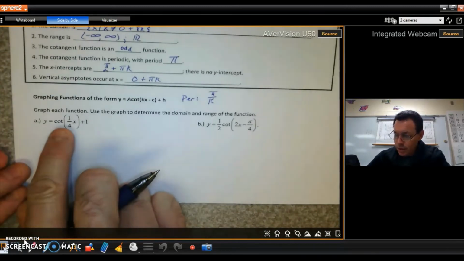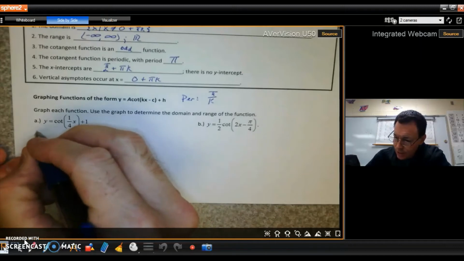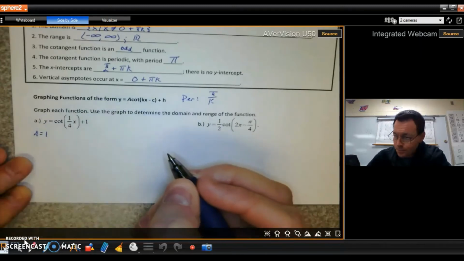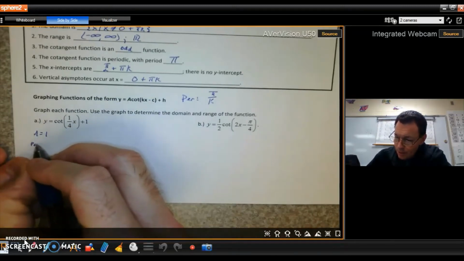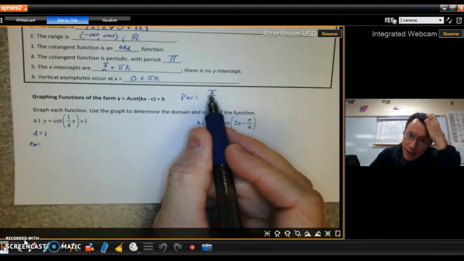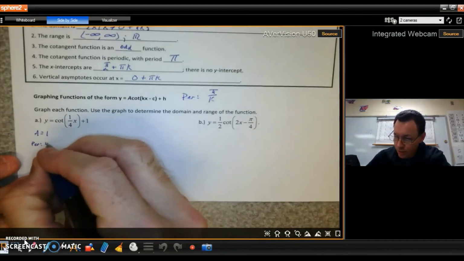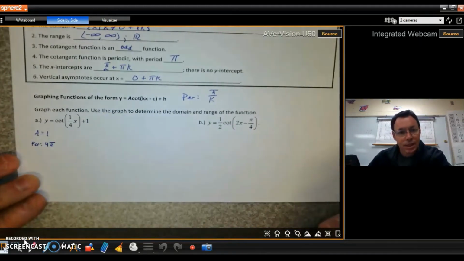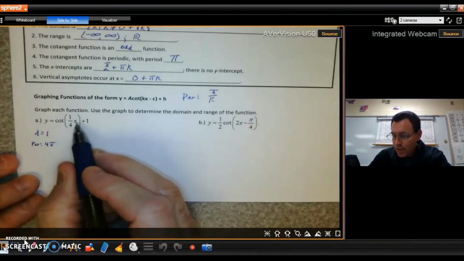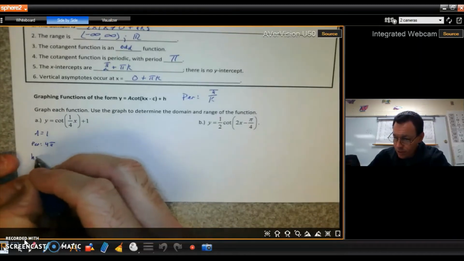All right, so this is a cotangent graph. It has an amplitude of 1. It has a period of 1 pi over 1/4. Well, dividing by 1/4 is the same as multiplying by 4, so this will be 4 pi. That's our period. This graph does not have a phase shift, but it has a vertical shift, up 1.